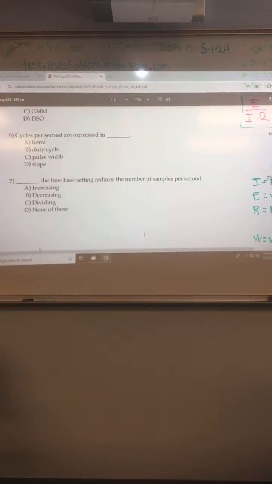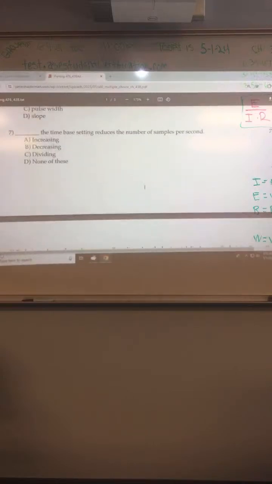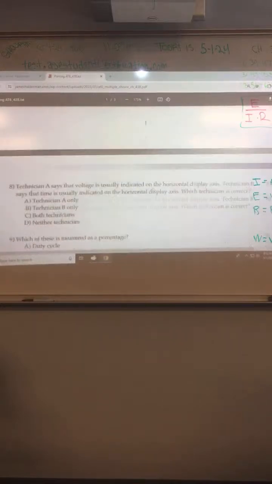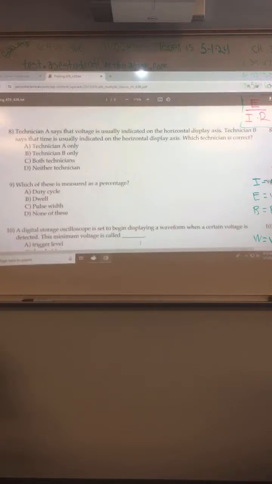Cycles per second is expressed in Hertz. Okay. The time base. Increasing the time-base setting reduces the number of samples per second. This is your X and Y axis.